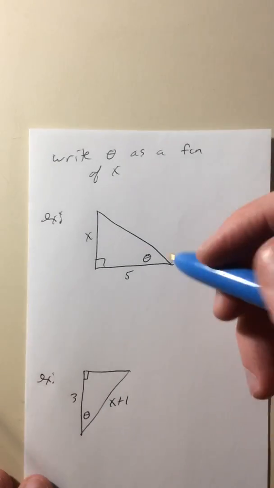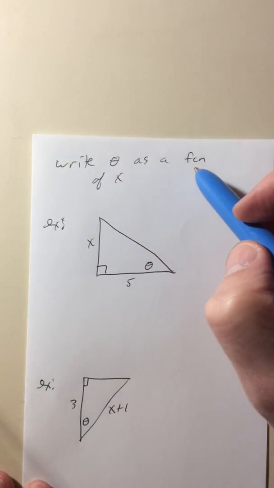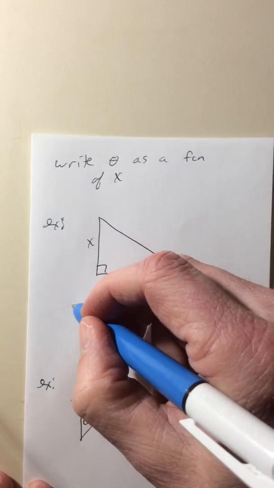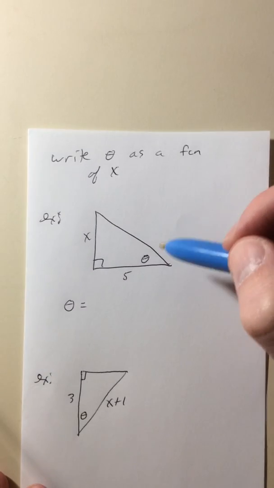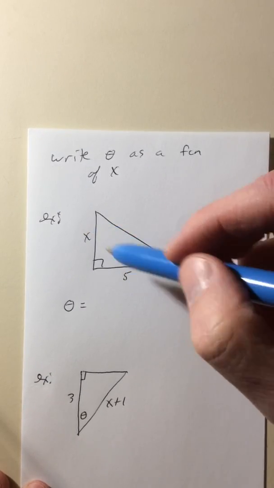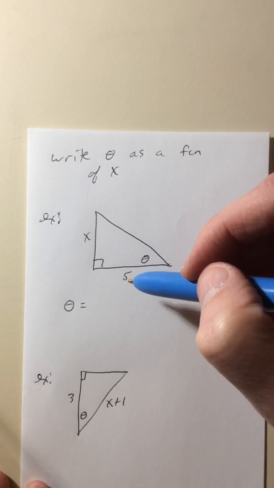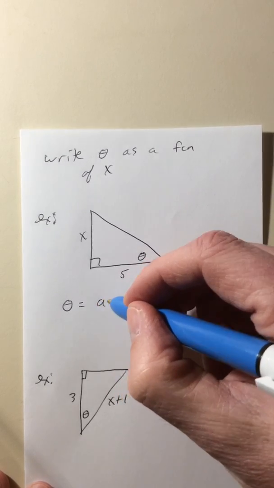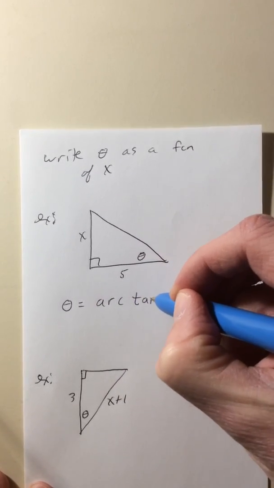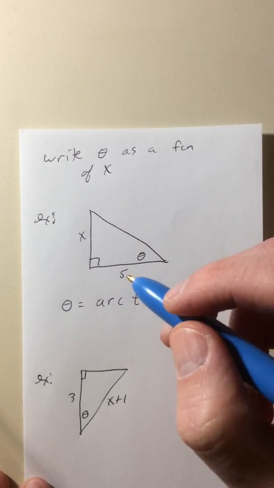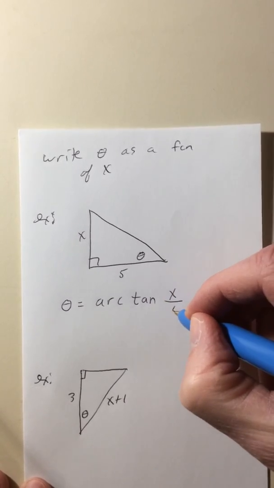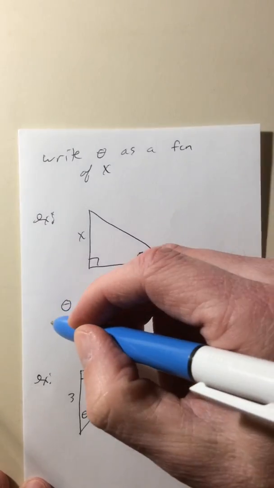And two problems to do, and these are really pretty simple, just kind of definition problems. So we want to write theta as a function of x. So we want to be able to write theta equals something. We can see that theta is going to be associated with the x and the 5 here, and the x is the opposite and the 5 is the adjacent. So this is going to be a tangent thing here. So the angle is going to be associated with tan. And remember, arc means angle. So what angle has a tangent that is x over 5? And that's all we had to write for that.